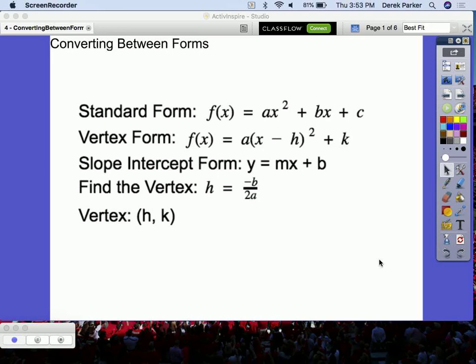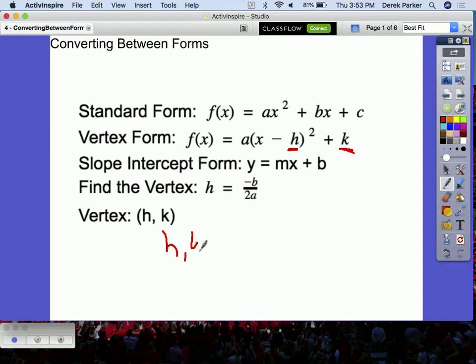This lesson, we're going to learn how to convert between forms. The different forms are standard form, f of x equals ax squared plus bx plus c. That's the form you've only dealt with up to this point. Vertex form, f of x equals a parentheses x minus h squared plus k. And a real quick reminder, vertex is h, k.